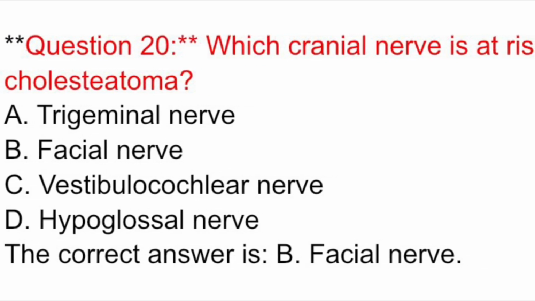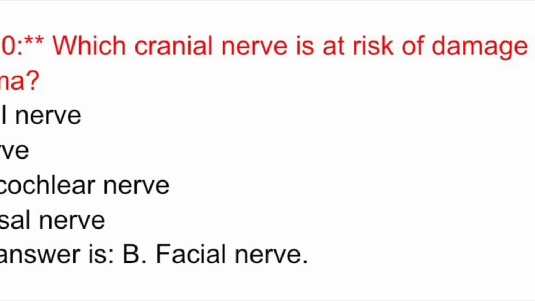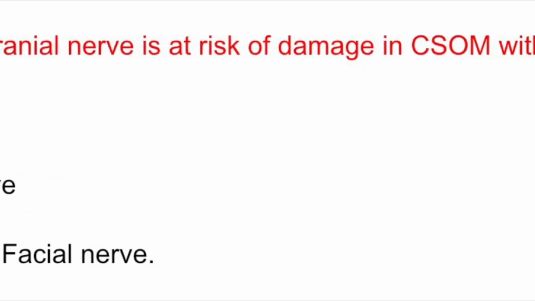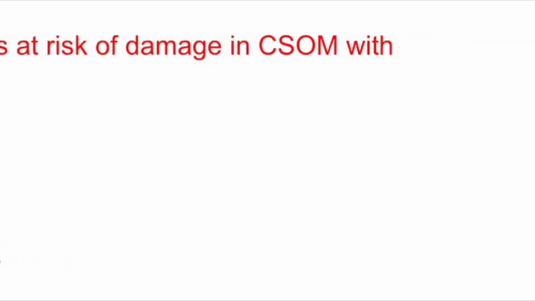Question 20. Which cranial nerve is at risk of damage in CSOM with cholesteatoma? A. Trigeminal nerve B. Facial nerve C. Vestibulocochlear nerve D. Hypoglossal nerve. The correct answer is B. Facial nerve. These questions delve deeper into the clinical aspects and management of CSOM, crucial for medical students and practitioners.